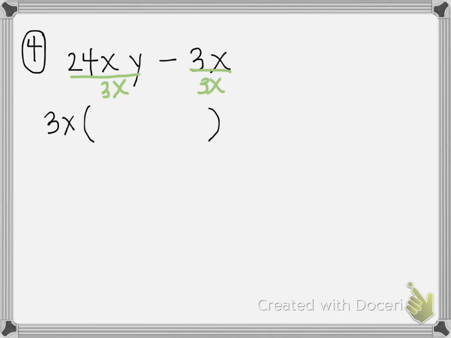3 goes into 24 how many times? 8. X over x, so we're going to be left with an 8y. And 3x over 3x is a 1.